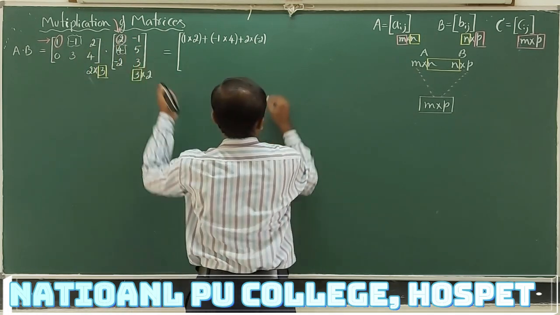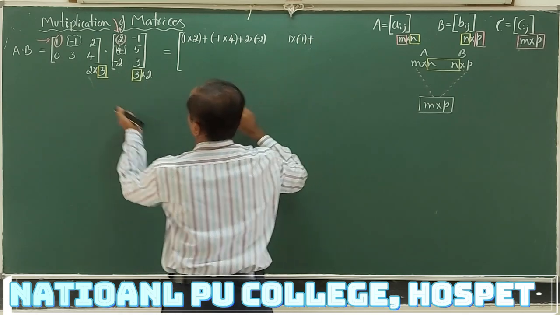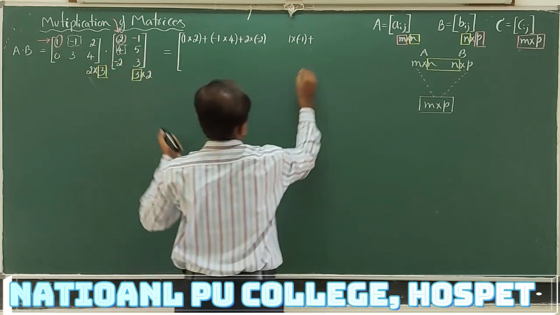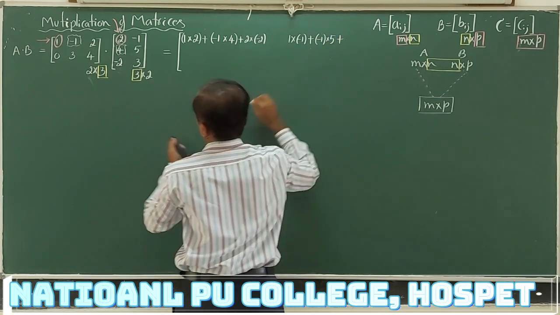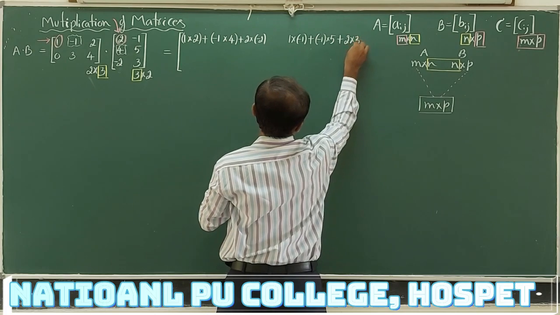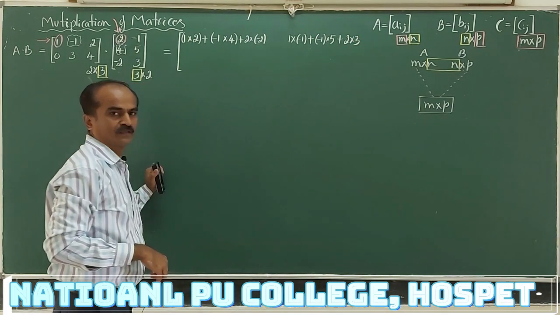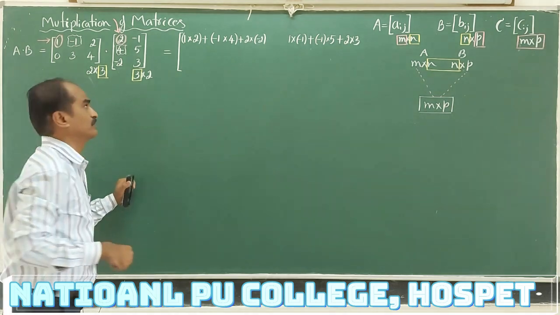1 with -1 plus -1 with 5 plus 2 with 3. Where to place that resulting element? In the first row, second column.